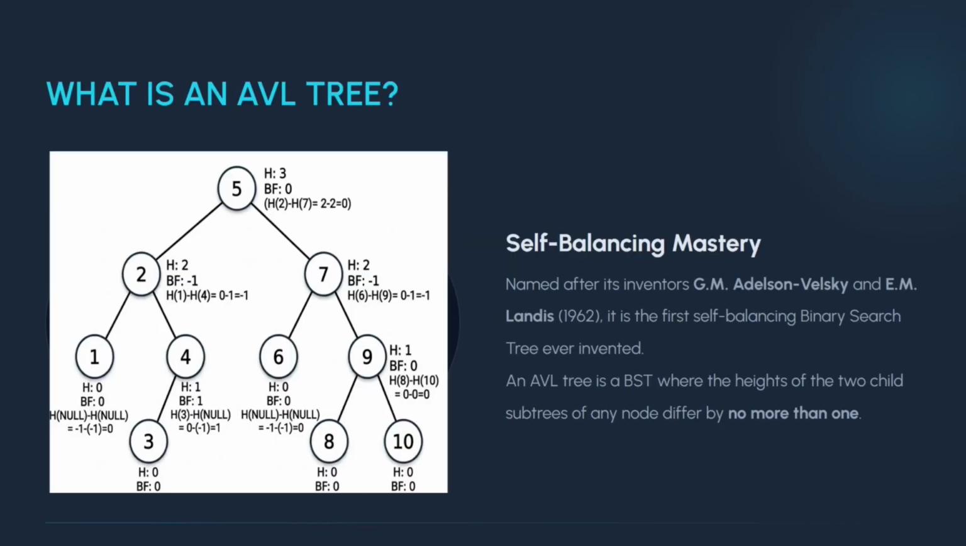What is an AVL tree? The AVL tree was introduced in 1962 by Adelson-Velsky and Landis. It is the first self-balancing binary search tree. In an AVL tree, the difference between the heights of the left and right subtrees of any node is at most 1. Because of this balancing property, the AVL tree maintains efficient performance.